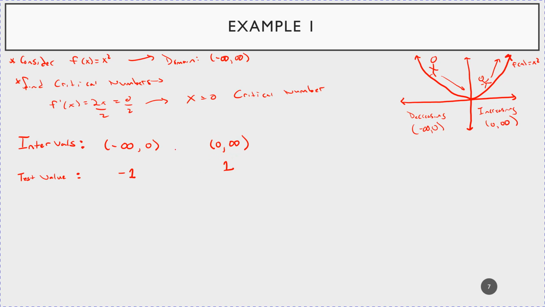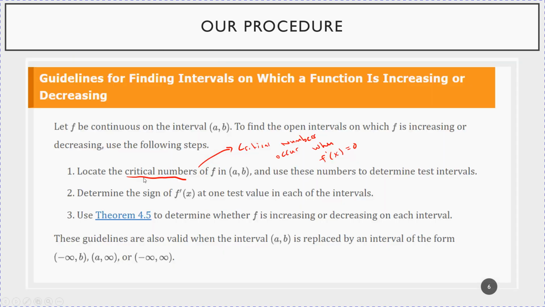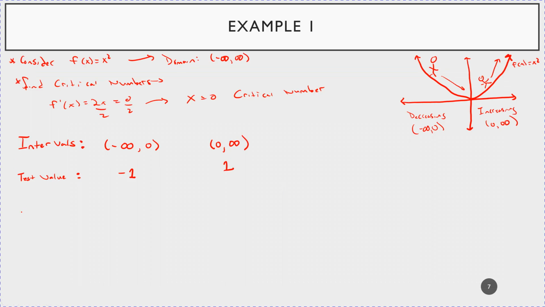So always, you're going to notice as I do these problems, I'm always going to pick the easiest number. Now what you're interested in is I've got a test value. That's what I just did, test value. Determine the sign of f prime of x at one test value in each interval. So my next column will be sign of f prime of x.